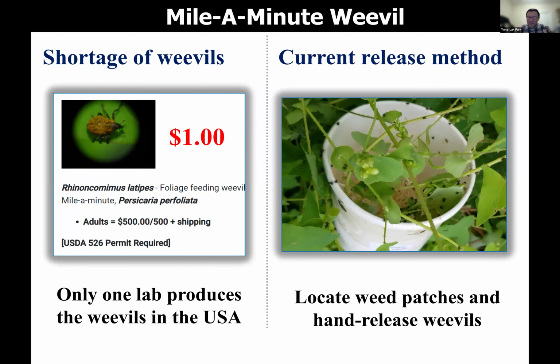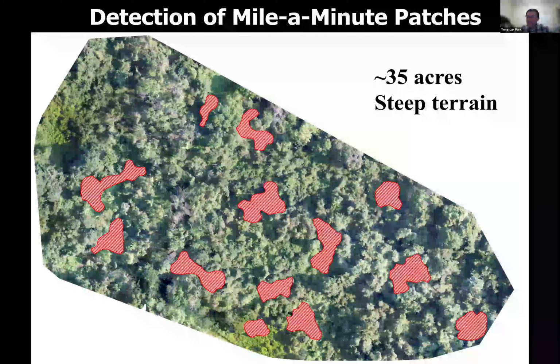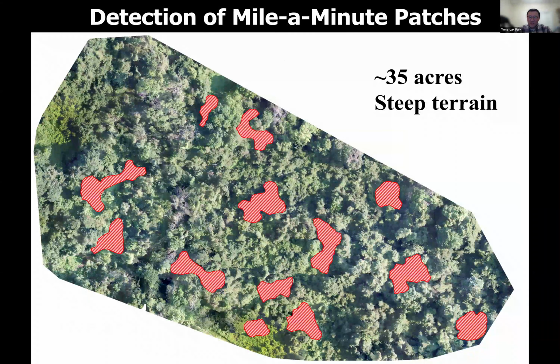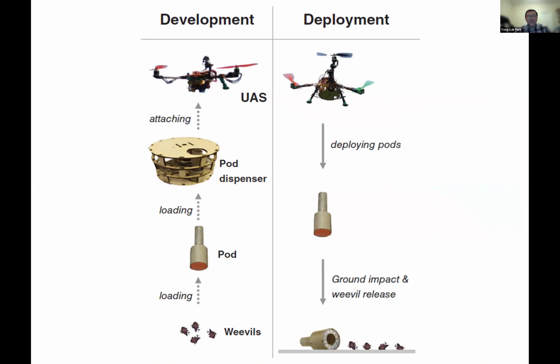So this is the current method because it's expensive. But if we are talking about large area operation, we cannot do it this way. And then again, these minute weeds occur where humans cannot go. So that's why we have to develop a method. We call it area release or area delivery. So this is the idea.